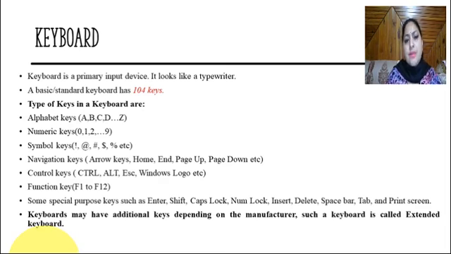percentage, etc. The navigation keys include the arrow keys. We have 4 arrow keys: up arrow, down arrow, left and right. Then we have the home key, end key, page up, page down. All these are the navigation keys because they enable us to navigate through the screen. Then we have control keys, which include control, alt, escape, Windows logo, etc. We have function keys from F1 to F12. The top row of the keyboard has the function keys.